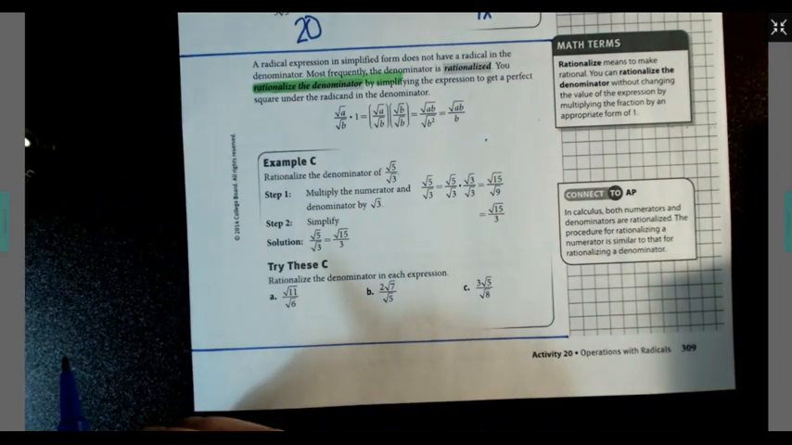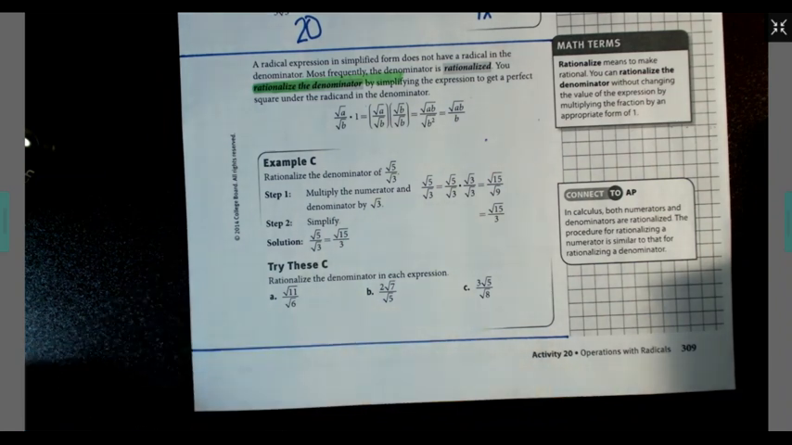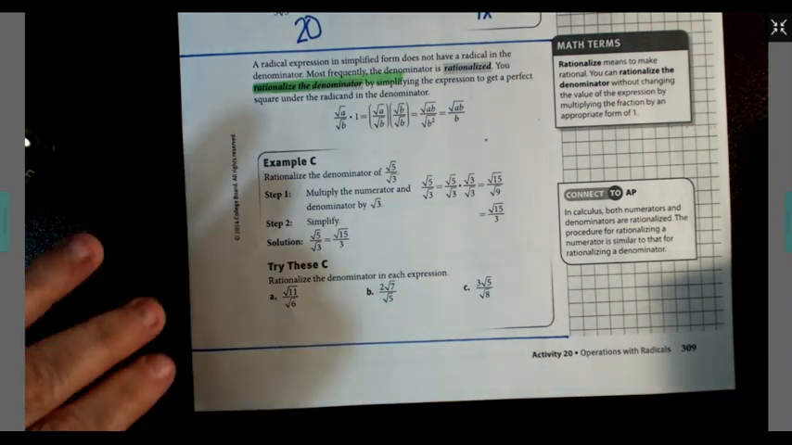They've got a couple of examples worked out. We're going to look at A through C here at the bottom.